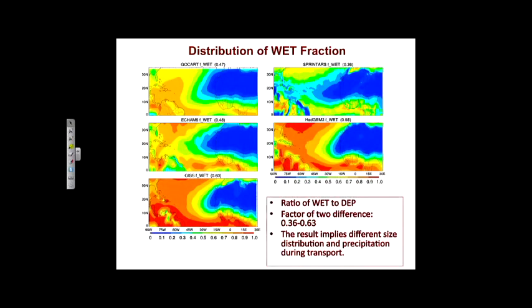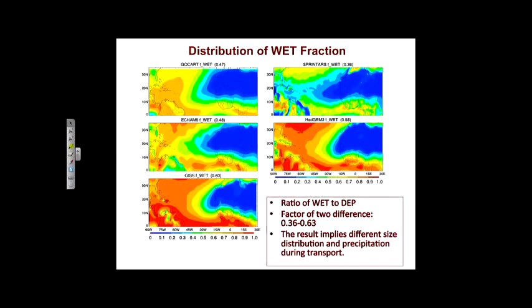How about the wet fraction? Deposition is the combination of wet deposition and dry deposition, and the wet fraction is the ratio of wet to total deposition. If there's no wet deposition, like in a desert, then the wet fraction will be very low, near zero. Or when there is strong precipitation and the wet deposition is very strong, then the value is close to 1. And you can see that there is almost a factor of 2 difference in wet fraction.